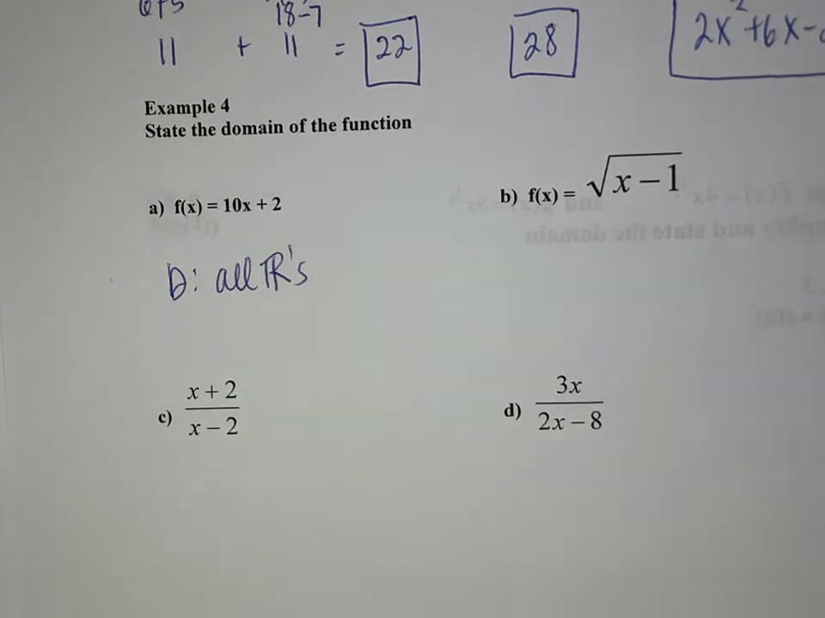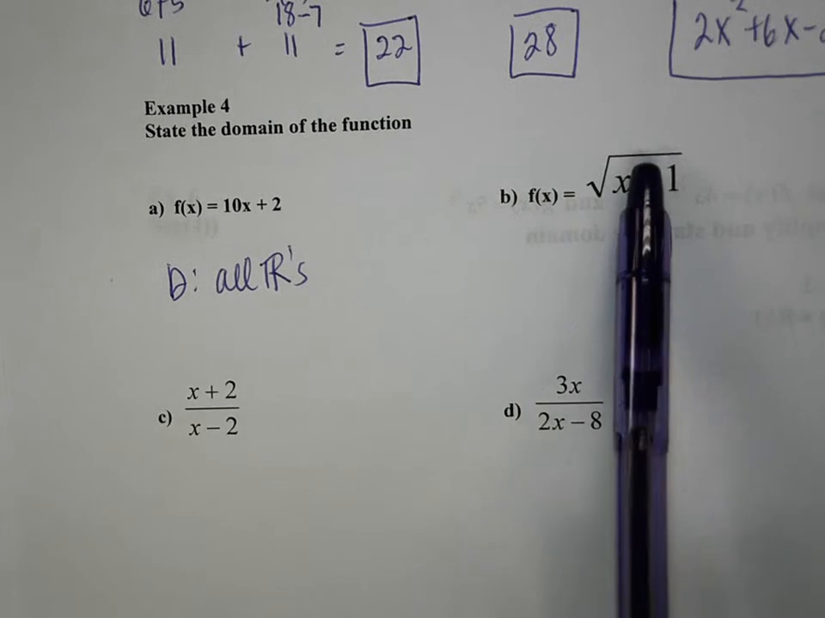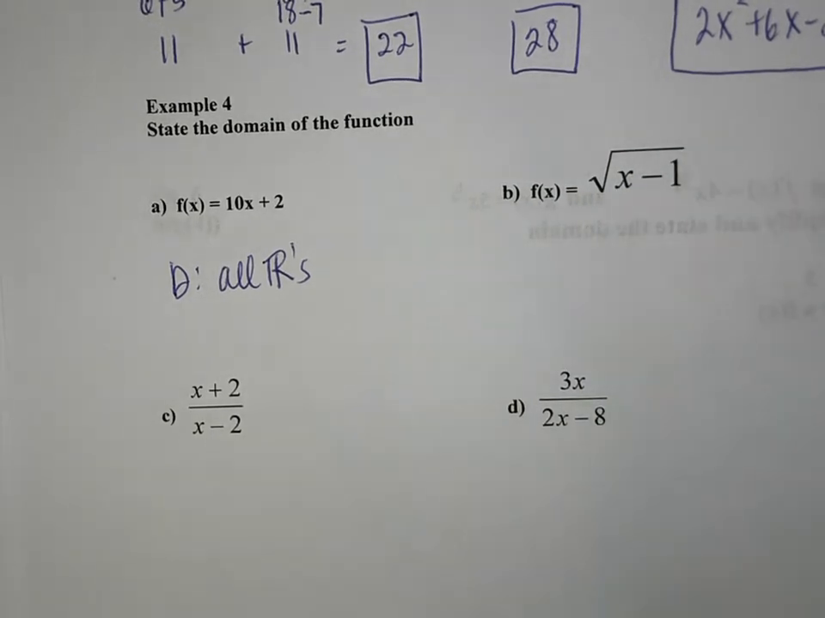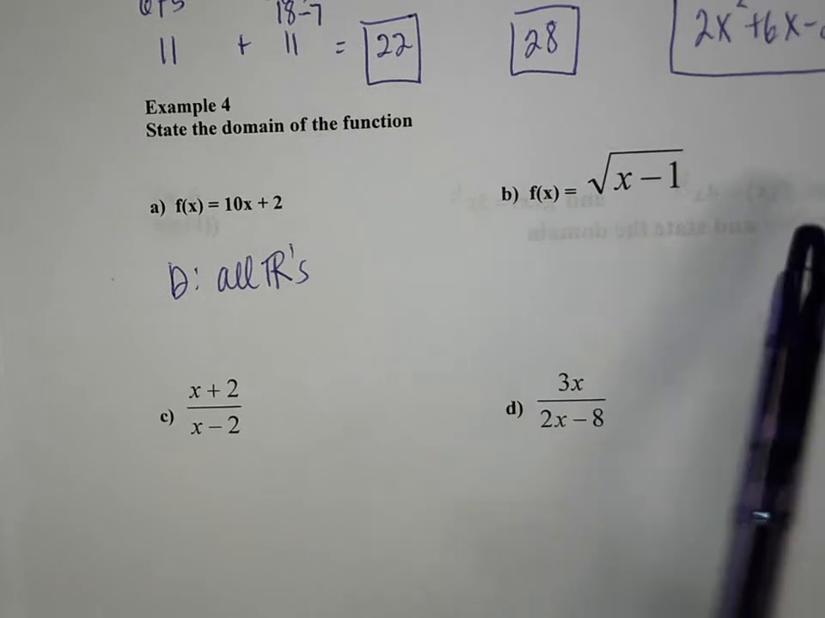Now, on B, notice that there is a square root. And if I have a negative under an even root, I will end up getting an i, an imaginary number, which will not work. So which numbers will work for this problem? What are all the numbers that can work? Well, not any number, because if I have negative 3, for instance, I'd end up getting negative 4, and then I'd end up getting an i, right? So I can't have negative numbers under my root.